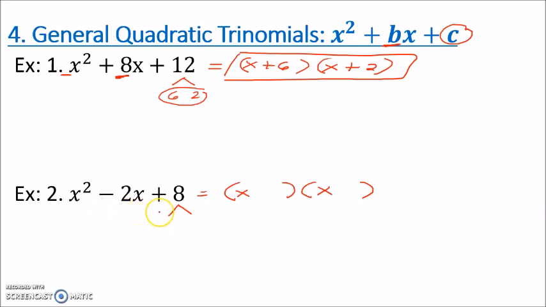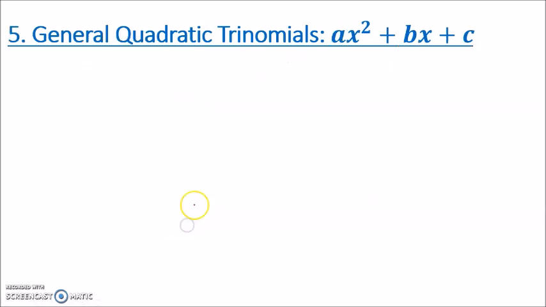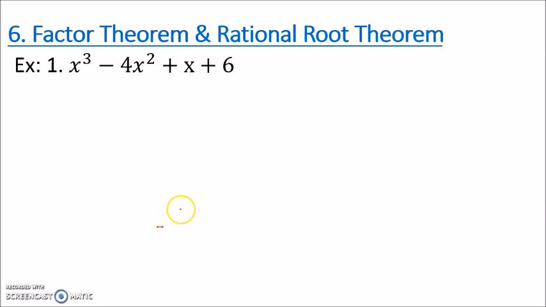So, ano bang factors ng 8 na pwedeng negative 2 ang sagot? So, we have 4 and 2. Okay? 4 and 2. 4 times 2 is 8. Okay? But 4 plus 2 is 6. Hindi pwede. Well, we can have negative 4 and then negative 2 din.